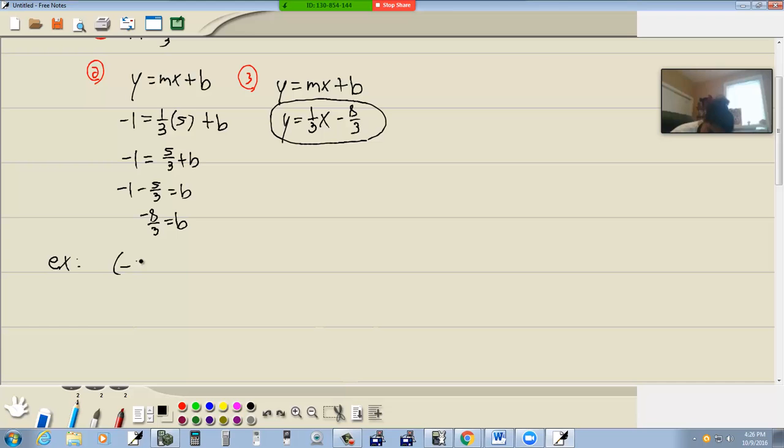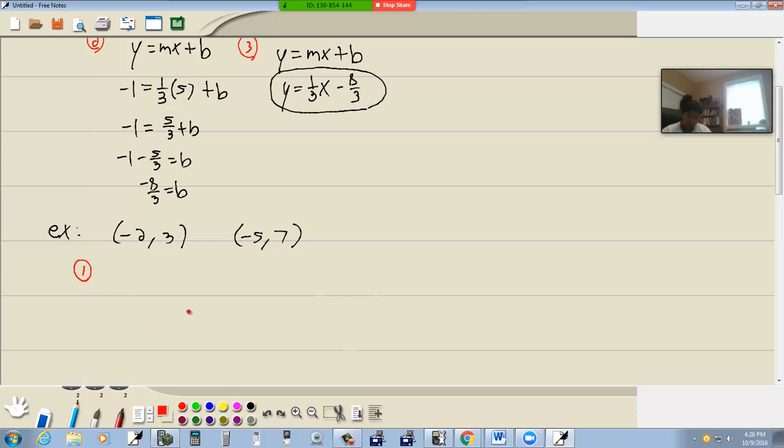Now a different problem might tell us that given 2 points, find the equation of the line that passes through those points. It's still the same steps. So step 1 was to find m. Well, remember we got a formula when you're given 2 points to find m.